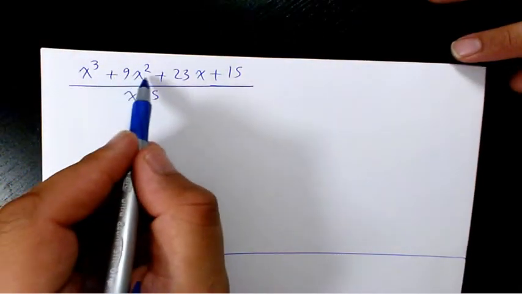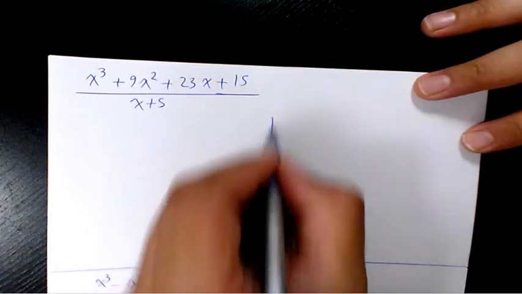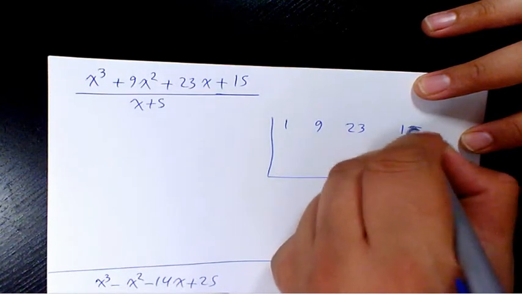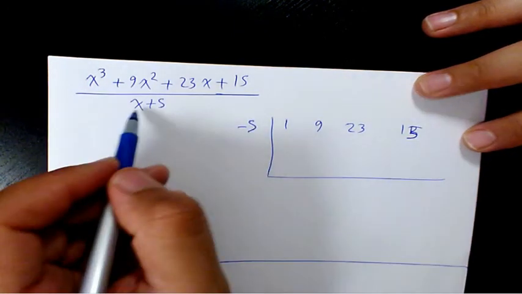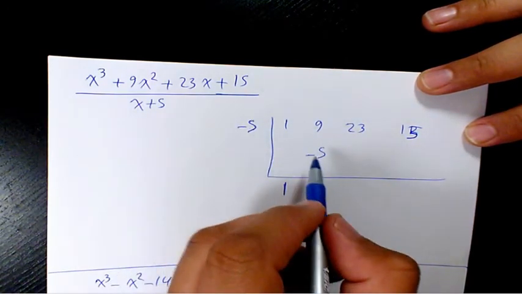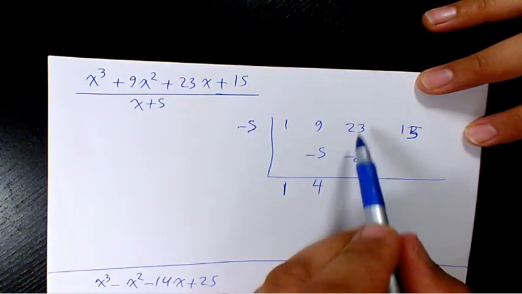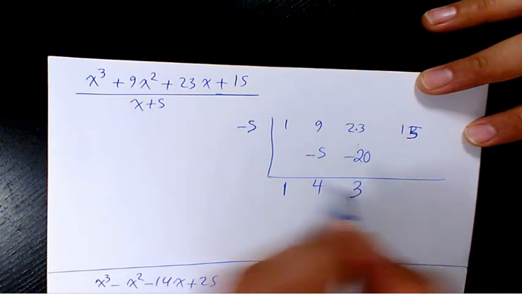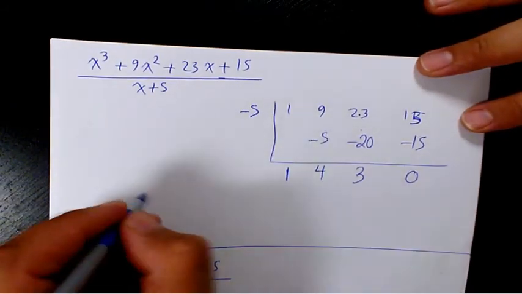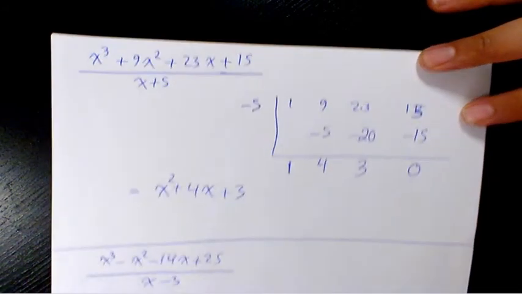x cubed plus 9x squared plus 23x plus 15 divided by x plus 5. So what we have here is 1, 9, 23, 15 divided by negative 5, which is the root of the denominator. 1, you bring it down. 1 times negative 5 is going to be negative 5. Negative 5 plus 9 is going to be 4. 4 times negative 5 is going to be negative 20. 23 plus negative 20 is going to be 3. 3 times negative 5 is going to be negative 15. When you add them, it's going to be 0, so there is no remainder. So the answer is x squared plus 4x plus 3. That's going to be the answer.